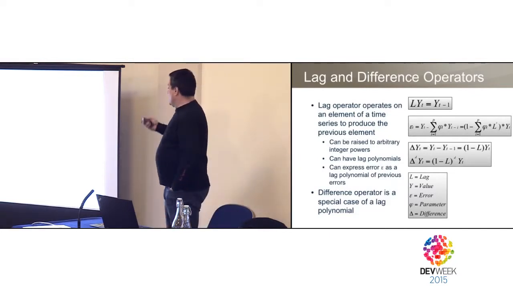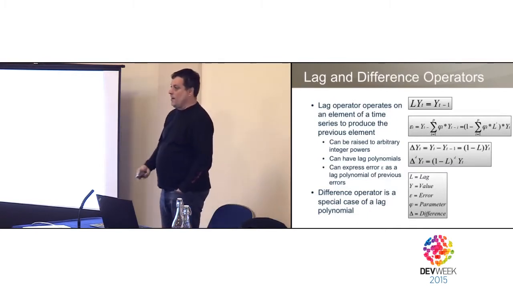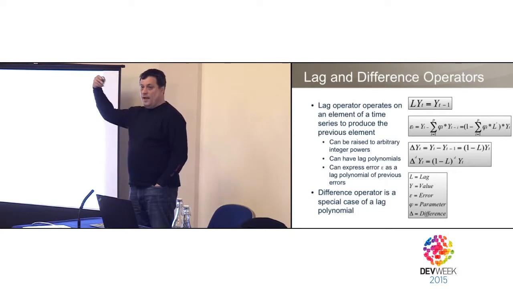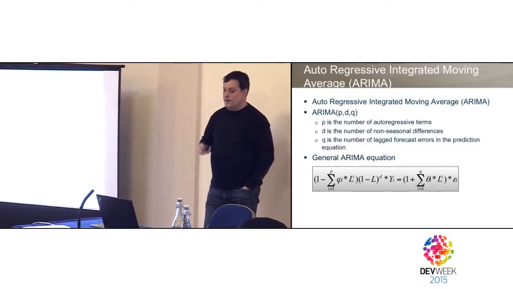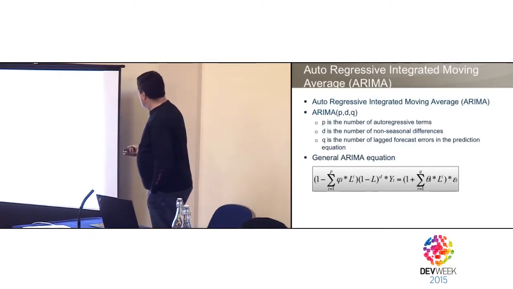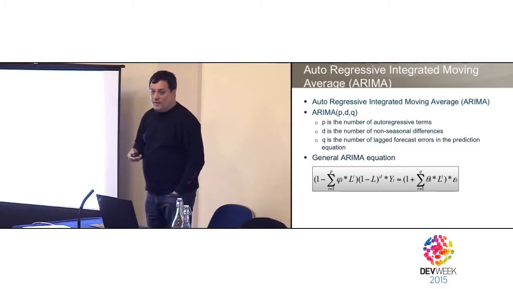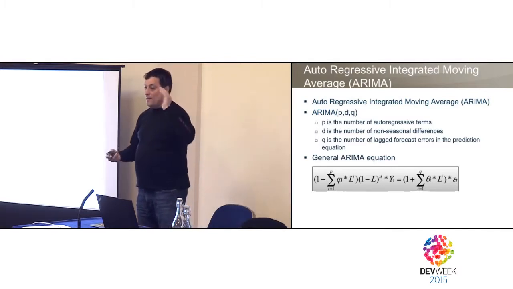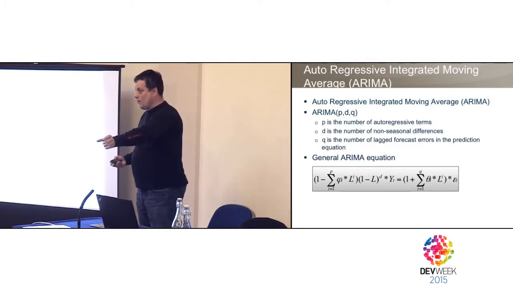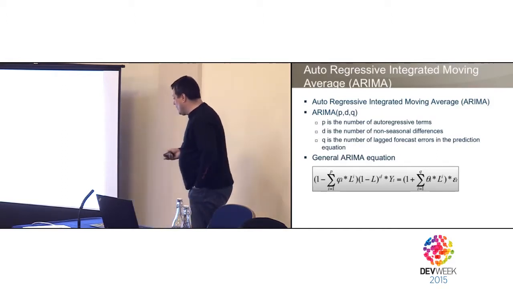So now we have these specific operators. So we express the value as lag polynomial multiplied by some difference polynomial and errors as lag polynomials. So we can define the general autoregressive integrated moving average formula. And this is not a single formula, this is a family of formulas. Depends on how many time points you take for lag operator on values, lag operator on errors, and difference operator on values. And this is the general equation.